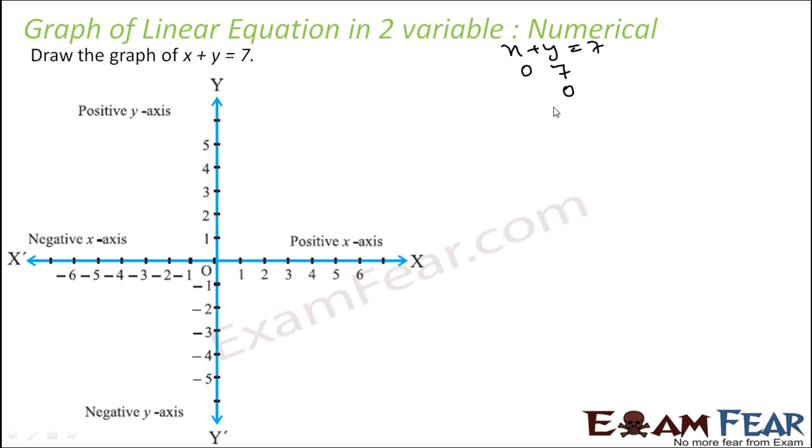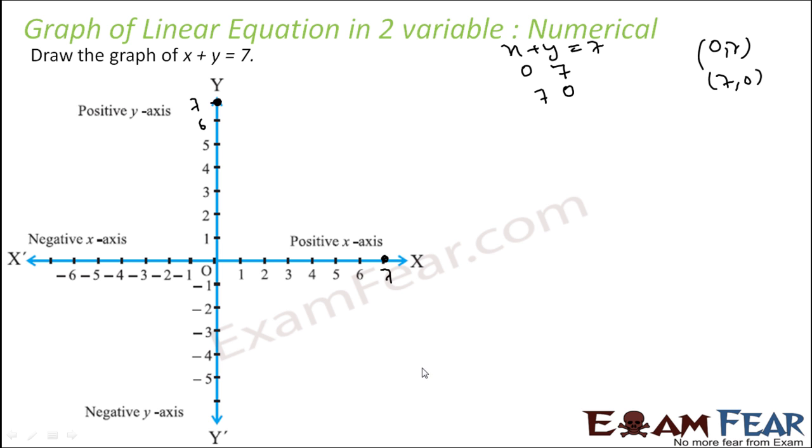Next, put y is equal to 0. If you put y is equal to 0, you get x equal to 7. So I have 2 points, (0, 7) and (7, 0). So let's plot the point (0, 7), and then on the x-axis we have 5, then 6, and then we have 7 somewhere. This is the 7 point, and this is 1 point.